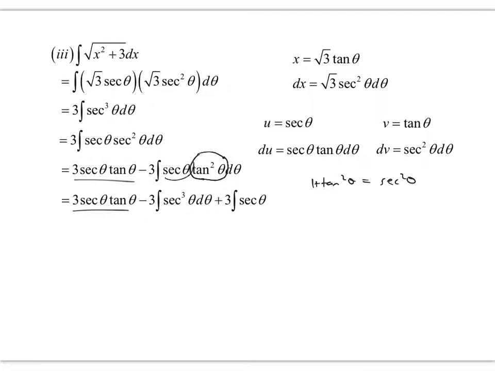So when we have a sec theta multiplied by sec squared minus 1, we end up getting the expansion right here. So we end up getting negative 3 multiplied by sec theta times sec squared, which is sec cubed, and negative 3 sec theta times negative 1, the double negative turns into a plus.